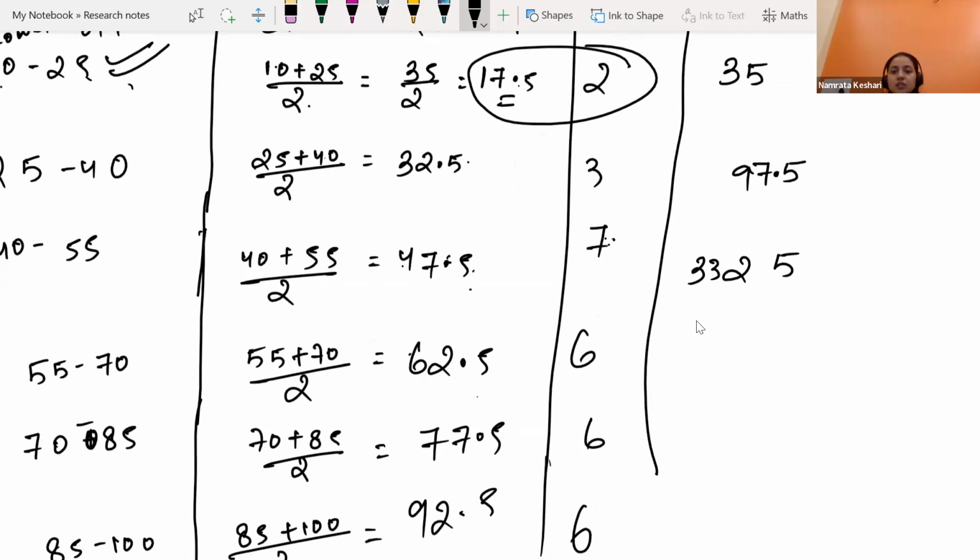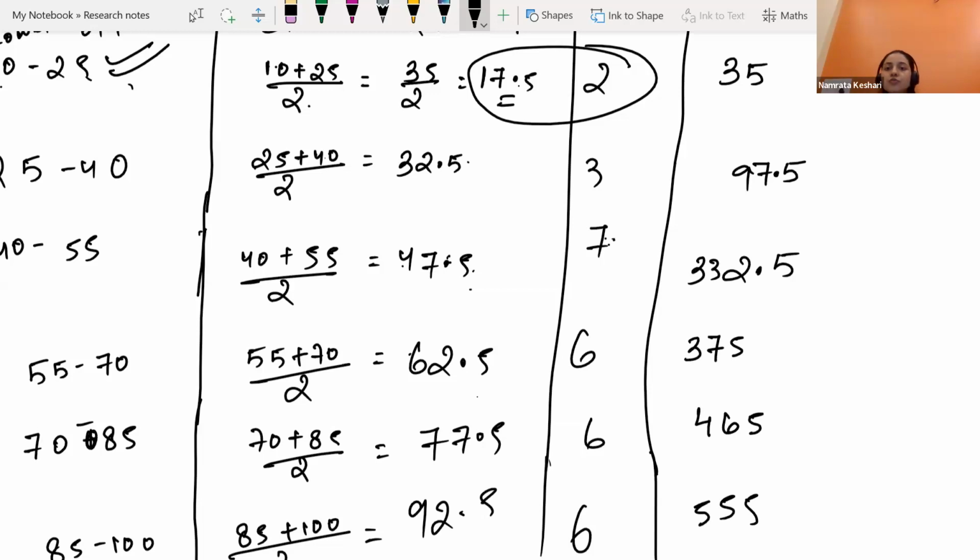Yeah, tell me the next, like, next 3. 62.5 into 6 will be what? 77.5 into 6 will be what? 375, 375. 465, and then 555.